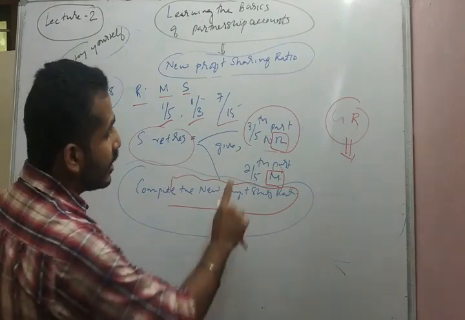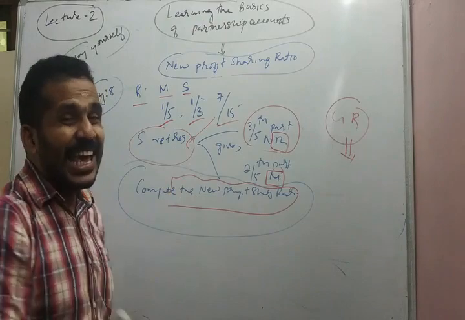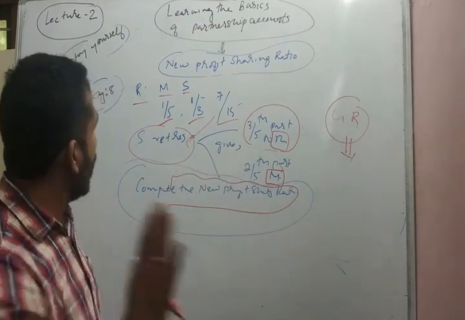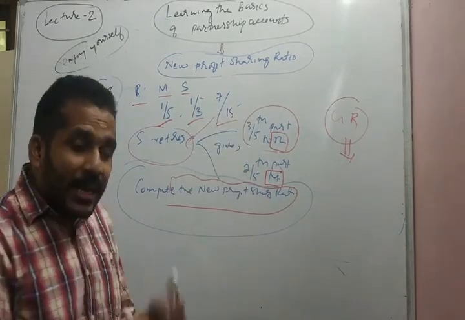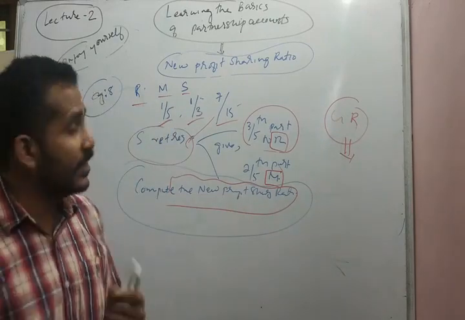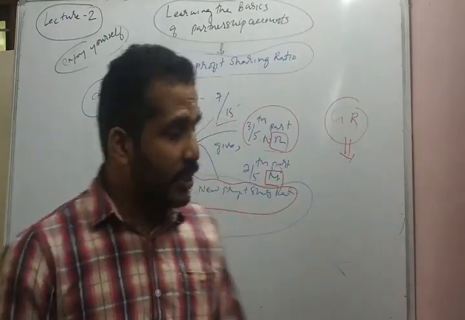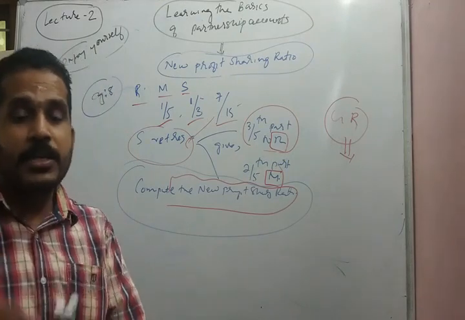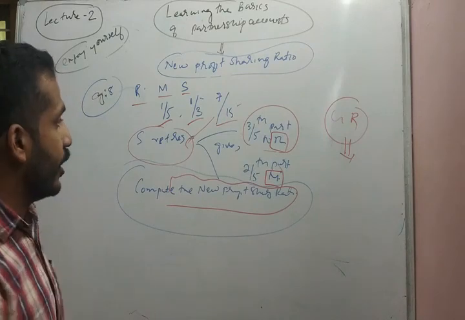The question says 3/5 of 7/15. 7/15 is S's share. 3/5 of 7/15 is given to R and 2/5 of 7/15 is given to M. So we can calculate what is received by R from S and what is received by M from S. This is what is called the gaining ratio, which increases the existing partners' profit. So let us analyze how we can calculate the gaining ratio.